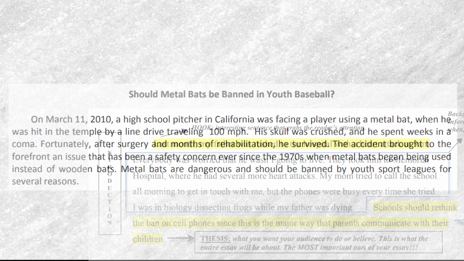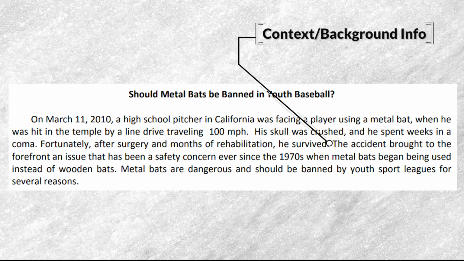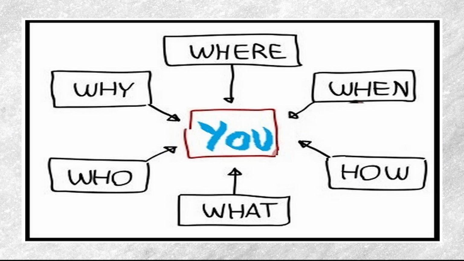The baseball paragraph does the exact same thing. The baseball example we looked at also gives context or background information. After our shocking hook of someone being hospitalized, it mentions that the accident brought to the forefront an issue that has been a safety concern ever since the 1970s, when metal bats began being used instead of wooden bats. It provides context. It says that this is a long-standing issue or debate of whether metal bats are safe to use in baseball or not. You get the idea with context. You give the reader the info they need to move forward.